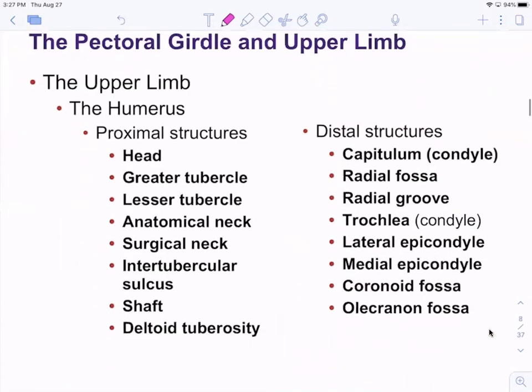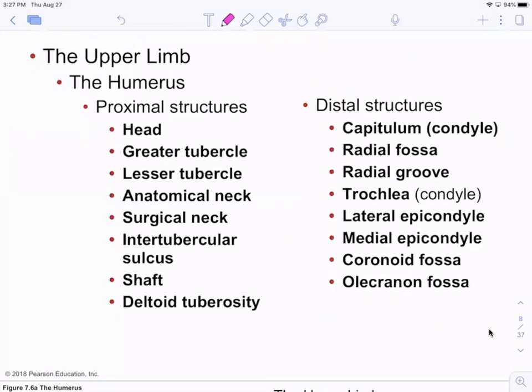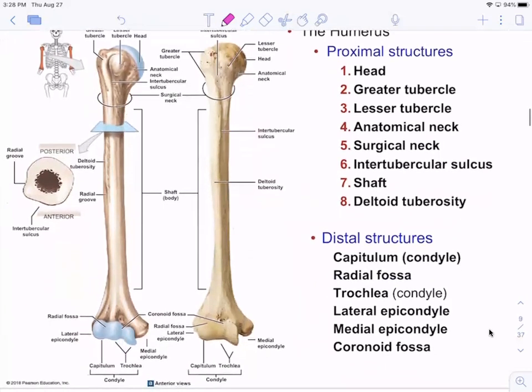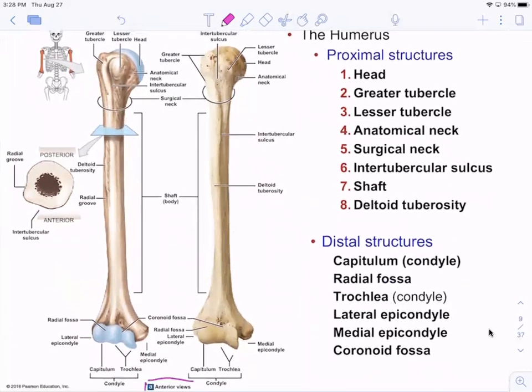Okay, so the upper limb, the humerus. Again, I tend to, on my list, have it in a slightly different order from proximal to distal. So we'll go through the proximal structures first, and then we'll go through the distal structures. And again, when you look at these, there's an anterior and a posterior. So what we're looking at here is the anterior, right? So the anterior view.